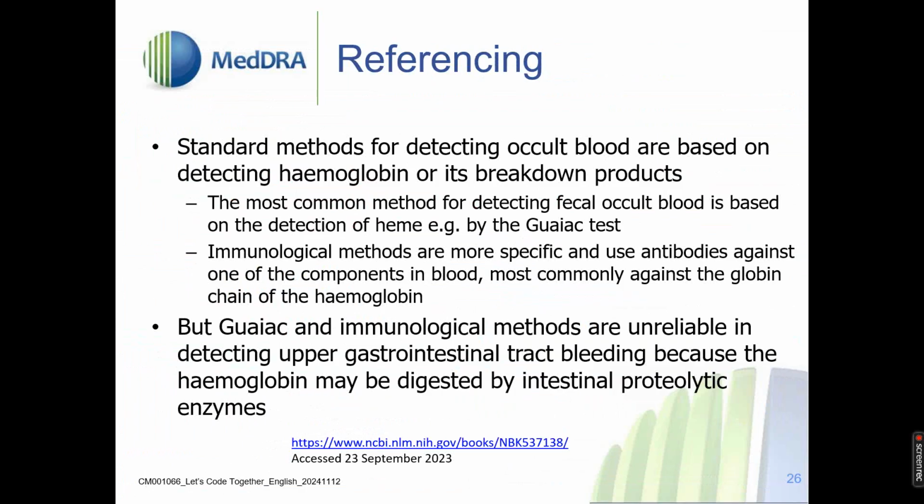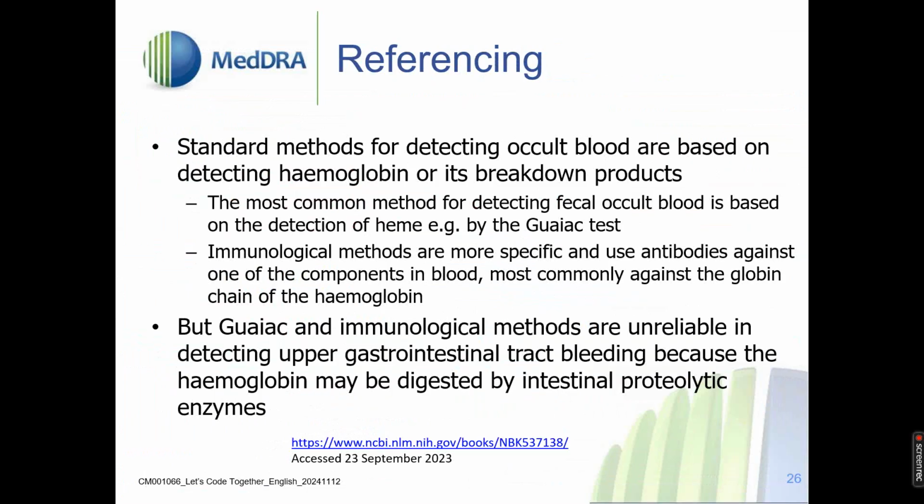Referencing, the standard methods for detecting occult blood are based on detecting hemoglobin or its breakdown. And the most common method here, that I think we've done examples on before, is the Guaiac test. And you'll find that in MedDRA: Guaiac. It's commonly used. It detects fecal occult blood and it detects heme from the hemoglobin. But there are other immunological methods that are more specific. These use antibodies against one of the components, more commonly against the globin, the globin chain of the hemoglobin, however you pronounce it.